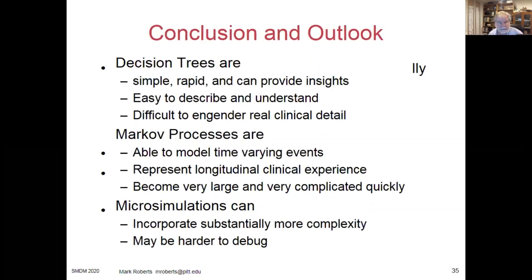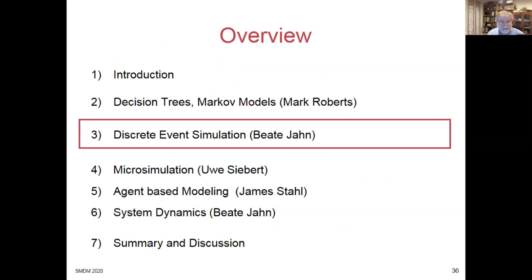So decision trees are rapid, simple, and can provide insight. They're easy to describe and understand. They're difficult to represent real clinical detail. Markov processes, on the other hand, are able to model time-varying events, represent longitudinal clinical experience, and become very large and very complicated very quickly. And as you'll see from Uwe later, microsimulation can incorporate substantially more complexity, but can get a lot harder to decide. So this was our first part, decision trees and Markov models. Are there any questions so far?